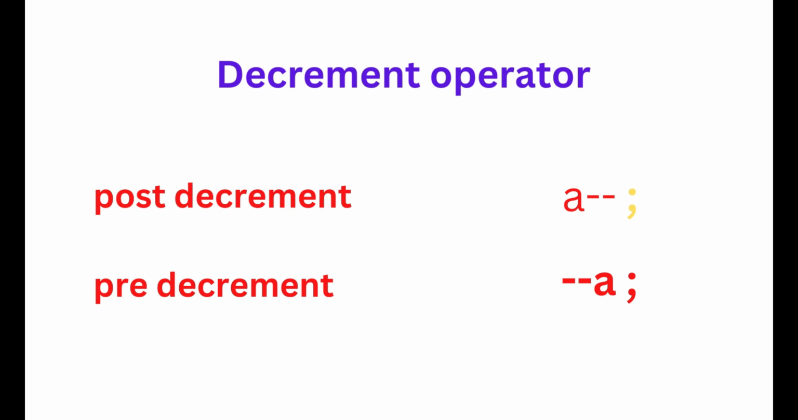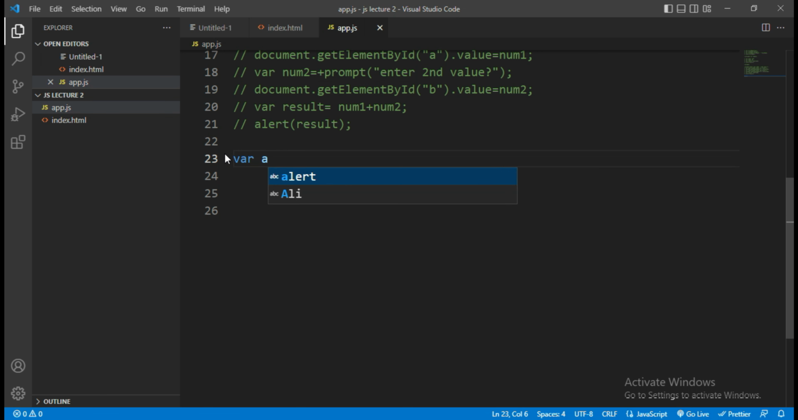After that we have the decrement operator. It is the same as the increment operator, but the difference is that instead of adding 1 to the value of the variable, it will be removing one from the variable. So let's see the example here. I have declared a variable with the name a and the value assigned is 4. Now I declare another variable b that will be equal to a++.